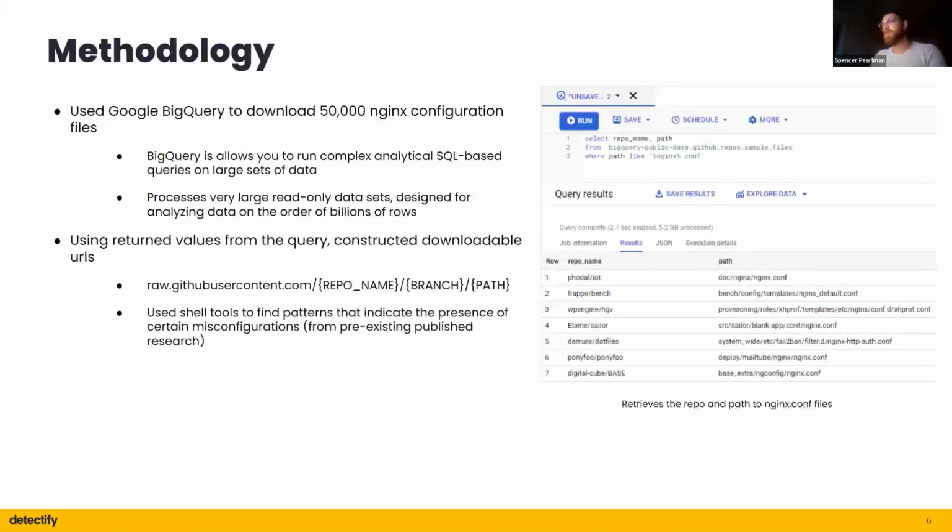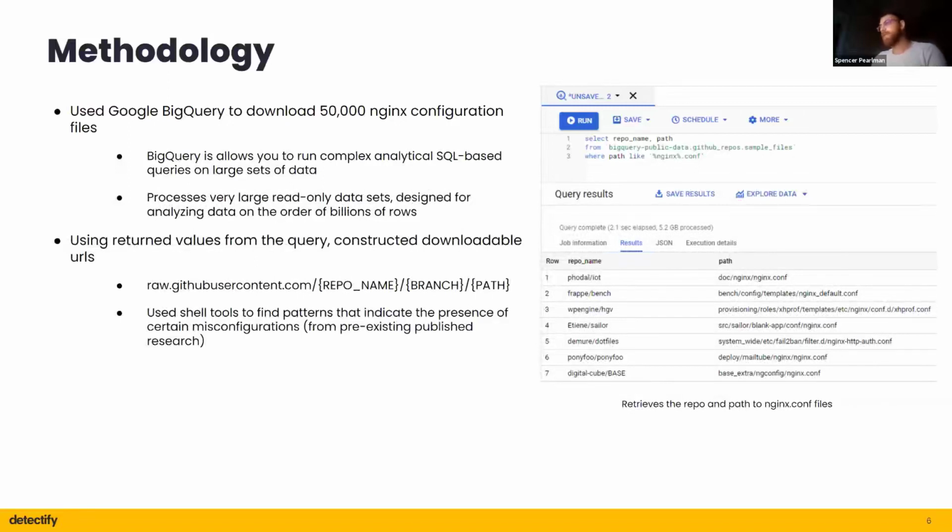So our methodology to analyze these files was first to use Google BigQuery to download approximately 50,000 NGINX configuration files. BigQuery allows you to run complex analytical SQL-based queries on large sets of data, on the order of billions of rows, at a very efficient speed as well as price. And using the return values from our query, we were able to construct downloadable URLs.